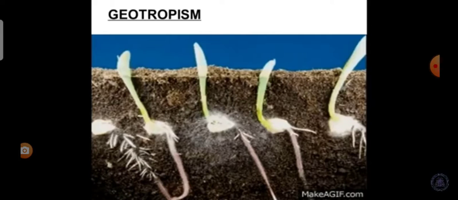Next one is geotropism. Movement of a plant in response to gravity is known as geotropism. Example, root of a plant. Next, thigmotropism. Movement of a plant part due to touch is known as thigmotropism. Example, climbing vines.